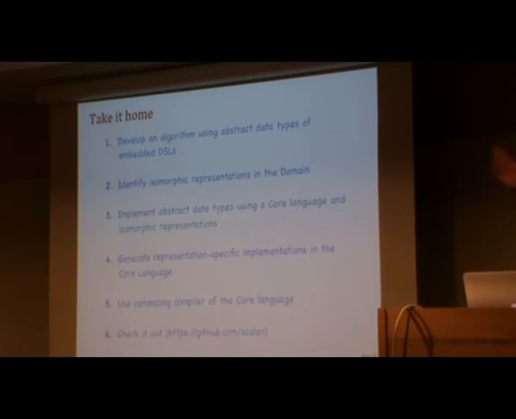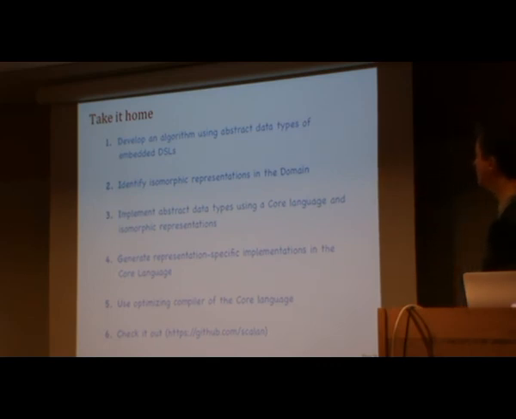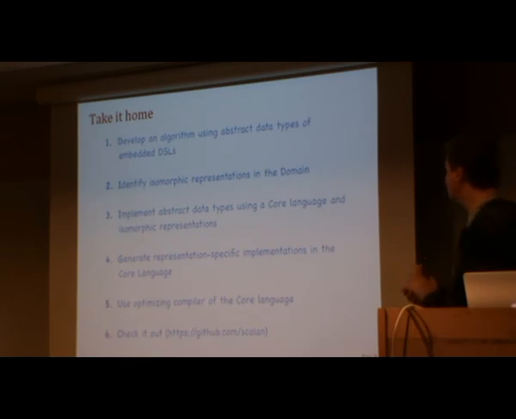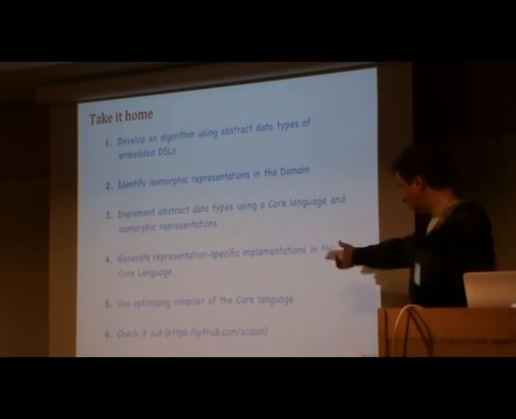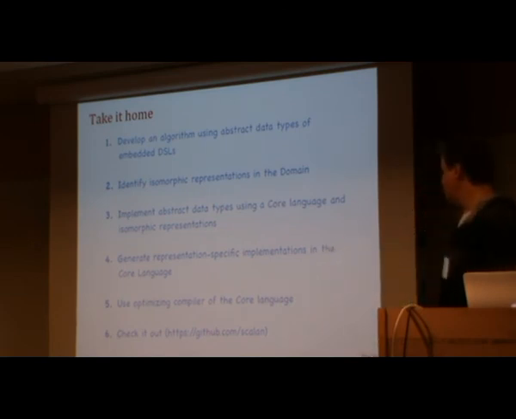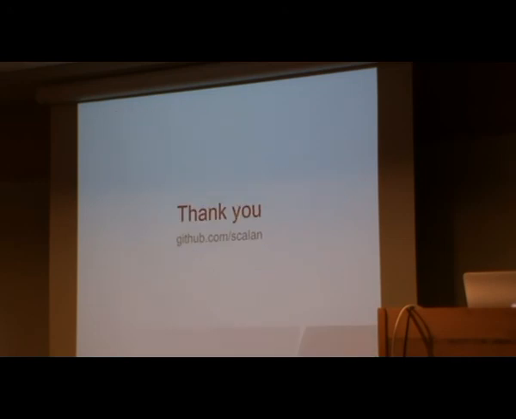So we develop an algorithm using abstract data types. We identify isomorphic representations in the domain. This is the user's responsibility. We implement the abstract type using the core language, and we generate a representation-specific implementation with the core language. Then we use the optimizing compiler, and you can check it out and try it for your domains. Thank you.